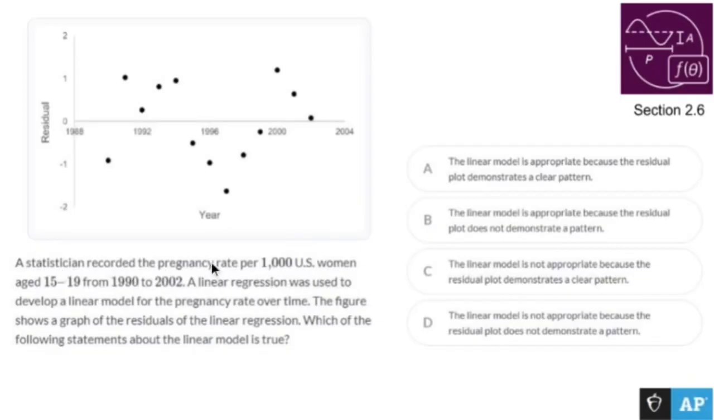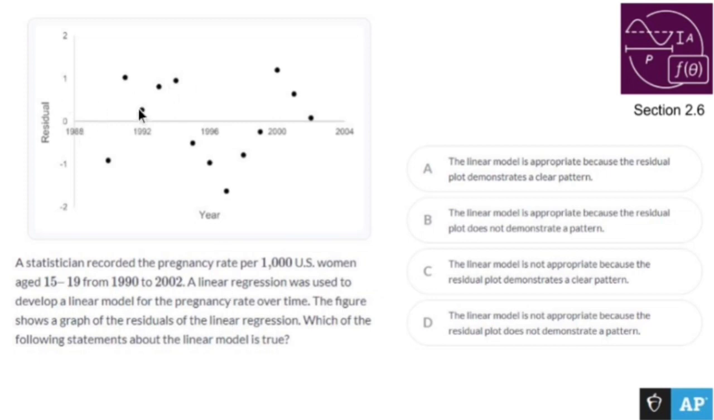A statistician recorded the pregnancy rate of 1,000 U.S. women aged whatever to whatever. A linear regression was used to develop a linear model for the pregnancy rate over time. The figure shows a graph of the residuals of linear regression. Which of the following is true?